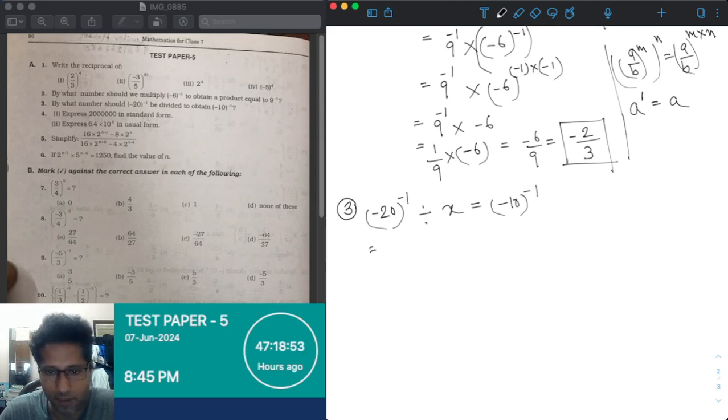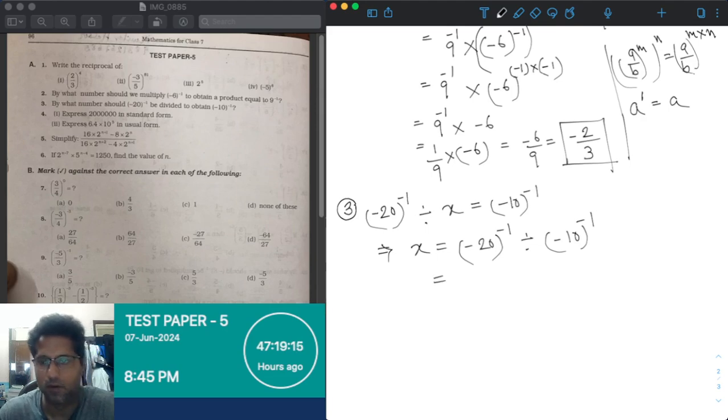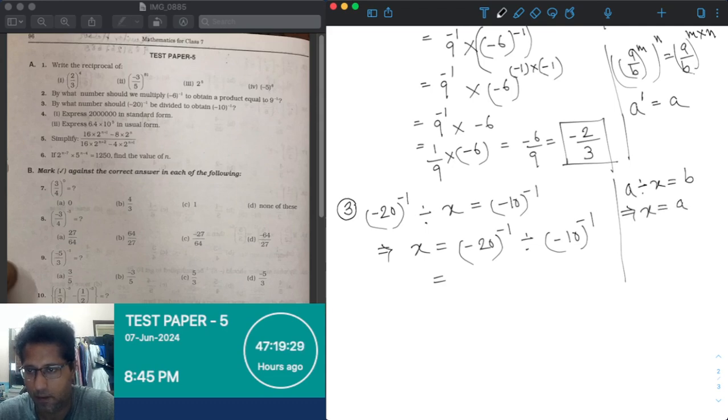So this is the mathematical problem statement or equation. We have to solve x from here. This implies that x equals minus 20 to the power minus 1 divided by minus 10 to the power minus 1. Because we know that if we have an equation of the form a divided by x equals b, where a and b are constant numbers and x is unknown, we have to find x. From here we know that x equals a divided by b. Okay, so now we have to solve this.